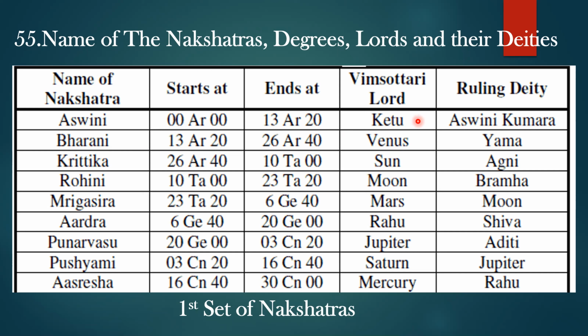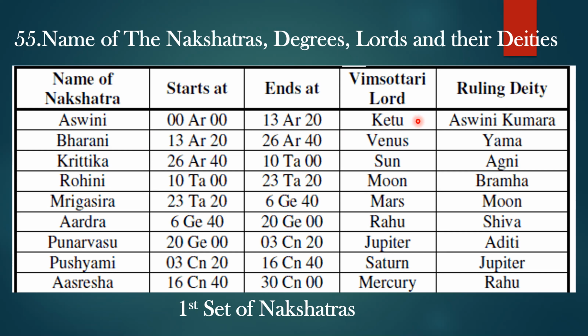Krittika is Sun, Rohini is Moon, Mrigasira is Mars, Ardra is Rahu, Punarvasu is Jupiter, Pushya is Saturn, and Ashlesha is Mercury. Very simple. You ask the nakshatra and you remember the planet, and then you can look at that period. First pada, second pada, there is a lot of calculation behind it. I'm not going through the calculation because this class is to understand what it is.